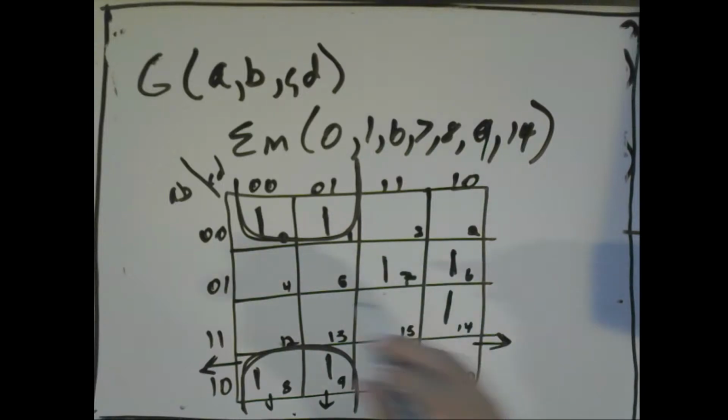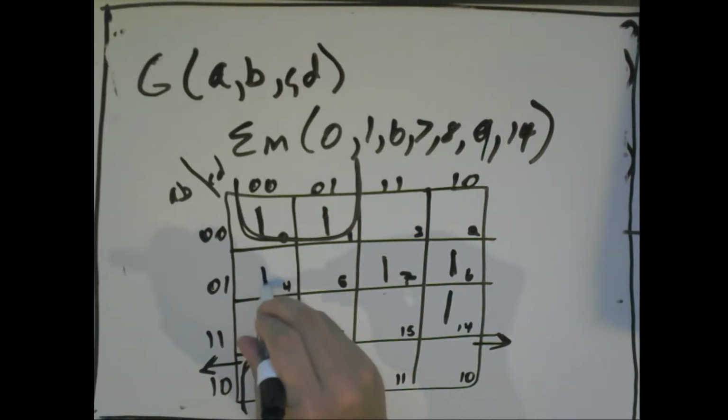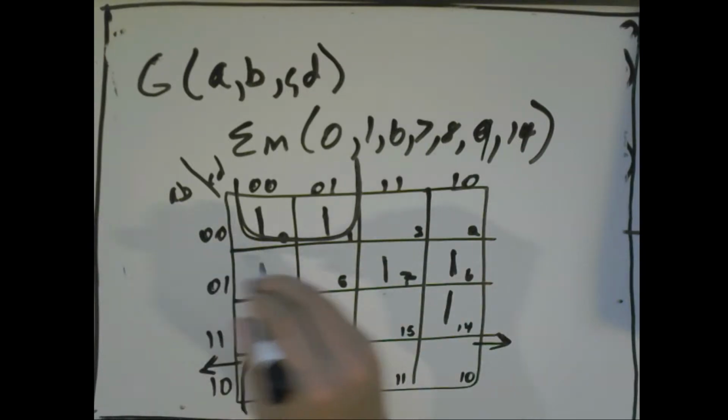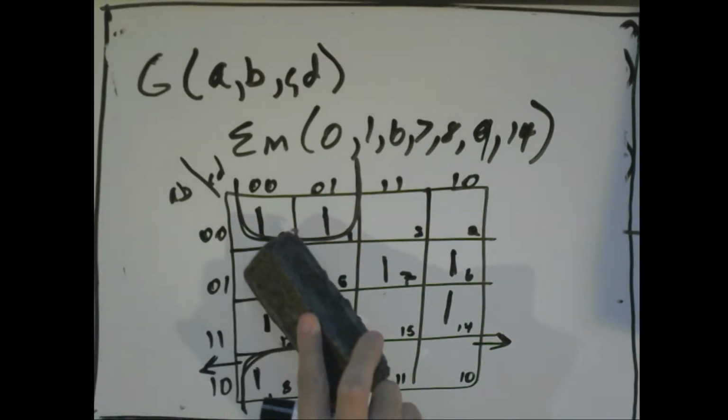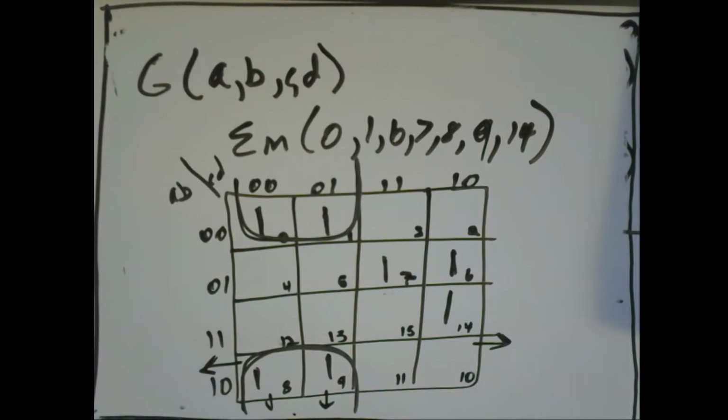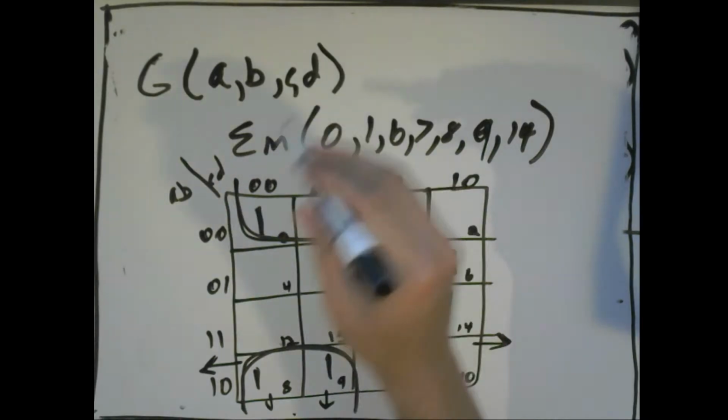And vice versa, just for kicks, if I had ones right here, I could do a wraparound that went like this, and like this, and that would form a group of 4. So just be careful. Sometimes you can form bigger prime implicants if you can wrap around the edges here.